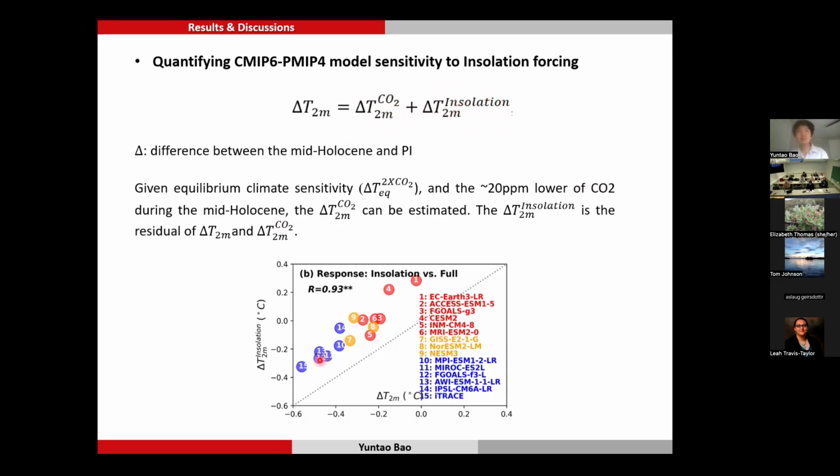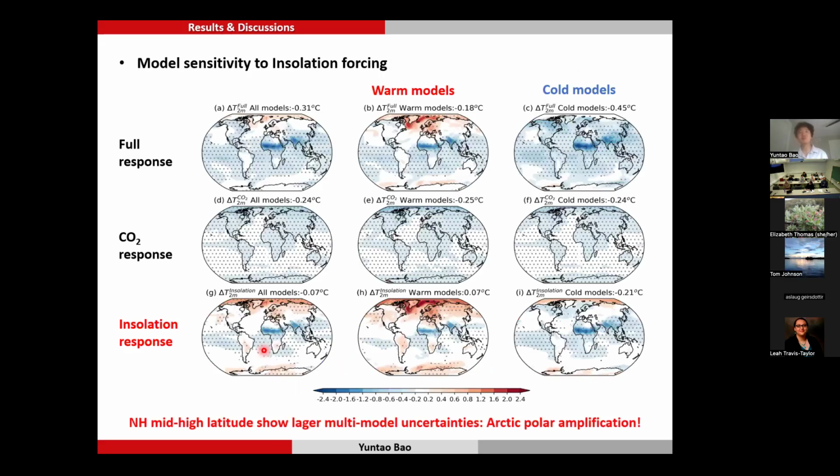So this figure directly shows us that the warmer models have higher sensitivity to insolation. They have a very significant positive correlation. But colder temperatures are due to weaker model sensitivity to insolation. This proves that the model sensitivity to insolation is very important to mid-Holocene temperature simulations.